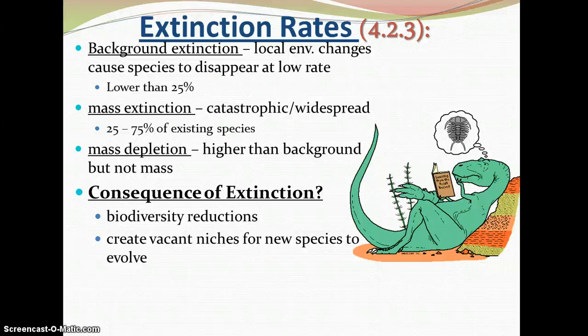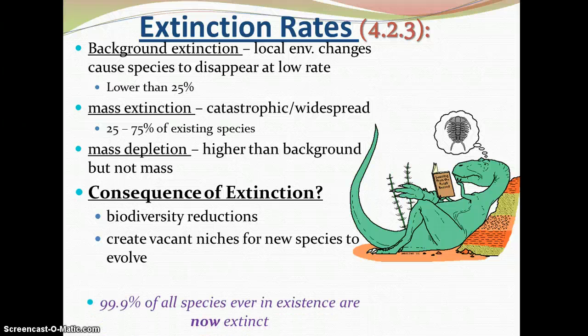All right, so what are the consequences of these extinctions? Well, we're having biodiversity reductions, and we know what that might do to stability in our ecosystems. But in some ways, it can be good. Think succession. We're going to have vacant niches for new species to evolve into, and that's going to create even more diversity later. This is how mammals became huge and very diverse on our planet.